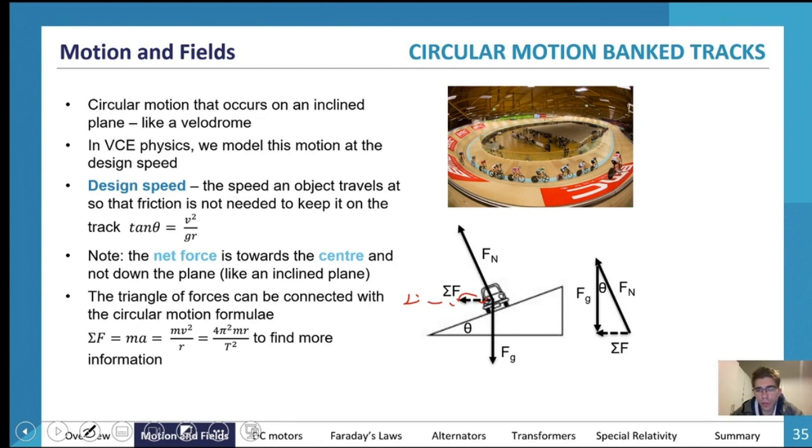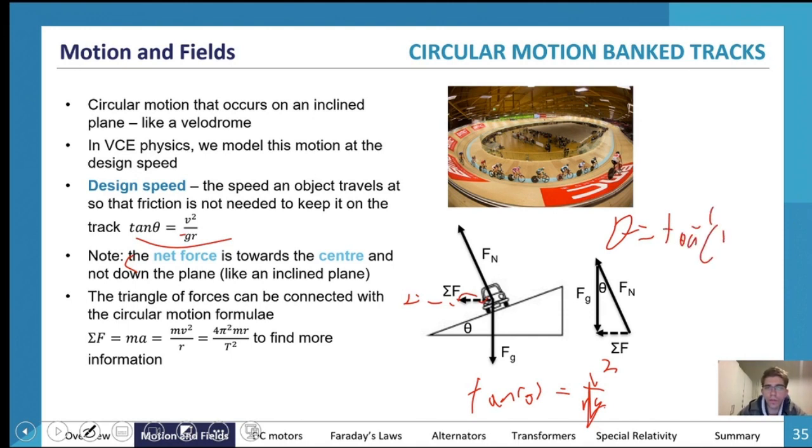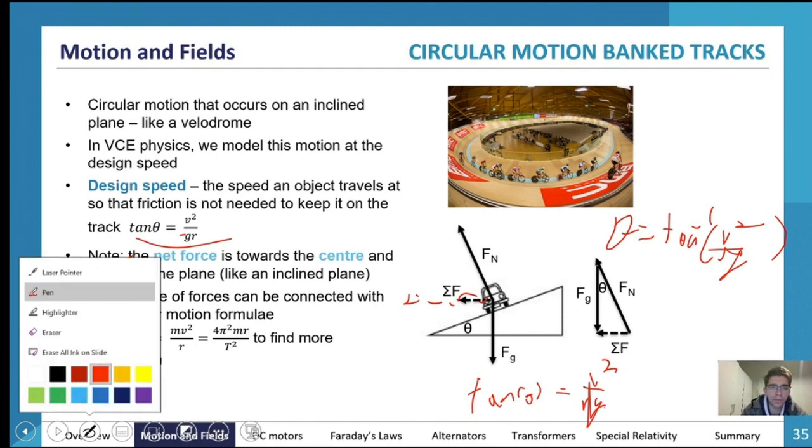Also, remember the design speed. To find the design speed, or the design angle, you have to use this equation: tan theta is equal to v squared on rg, right? Right here. You can rearrange to find the design speed, or you can say theta is equal to inverse tan of v squared on rg, and then you will find the design speed.